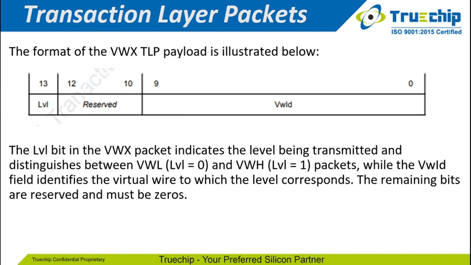The level bit in the virtual wire X packet indicates the level being transmitted and distinguishes between virtual wire level 0 and virtual wire high level 1 packets, while the VWLD field identifies the virtual wire to which the level corresponds. The remaining bits are reserved and must be zeros.